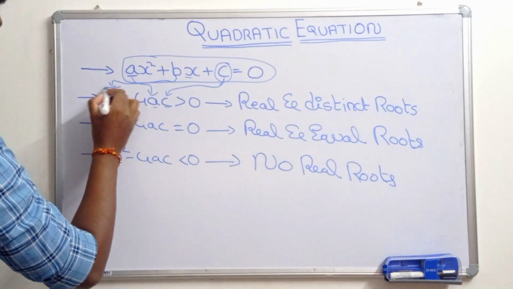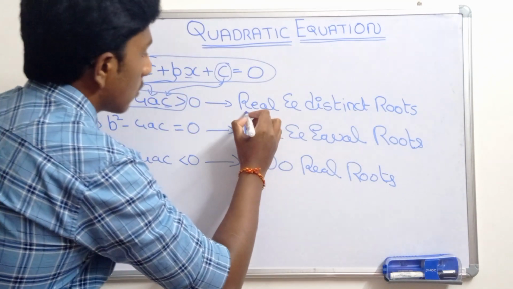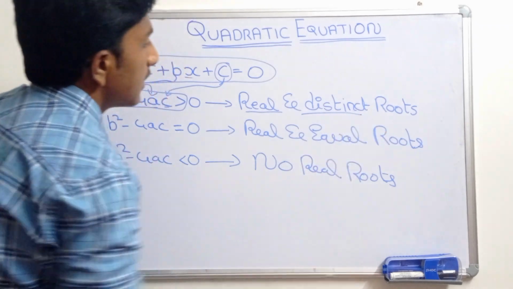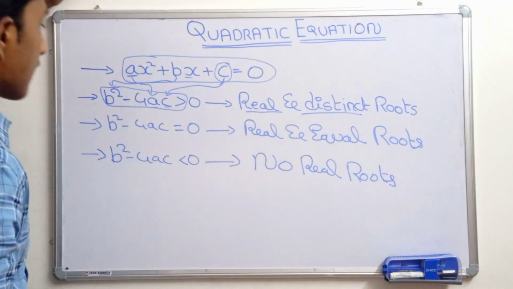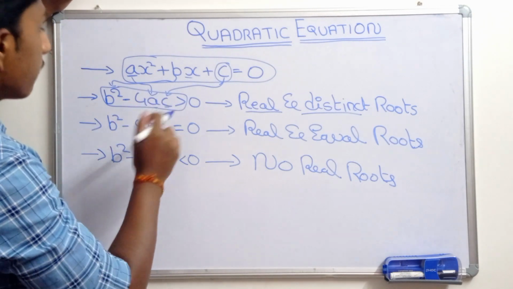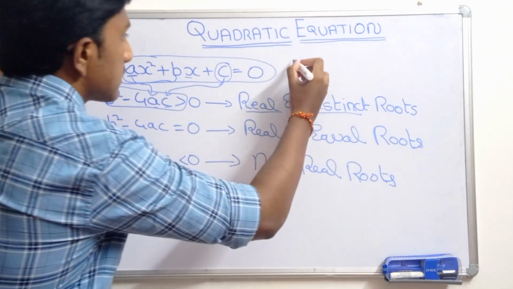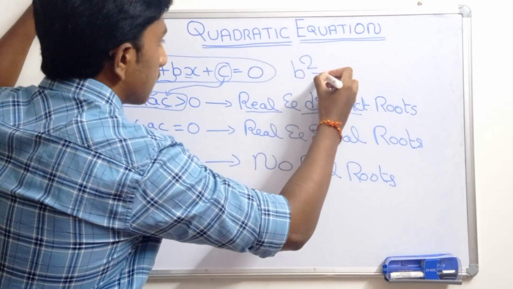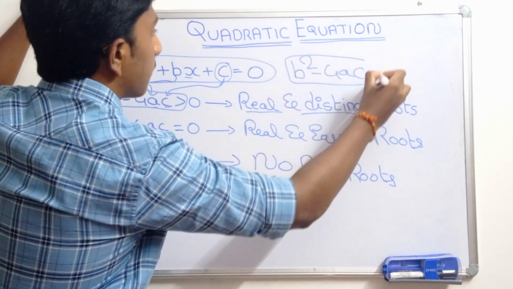If the total value is greater than 0, then the roots are real and distinct. Distinct means no equal roots, guys. Guys, is it clear? B square minus 4ac is the formula.